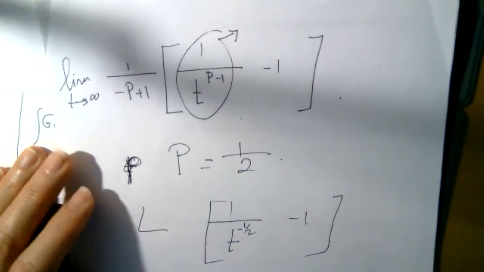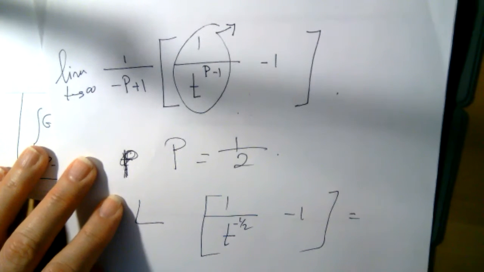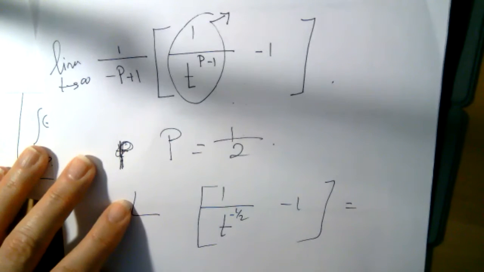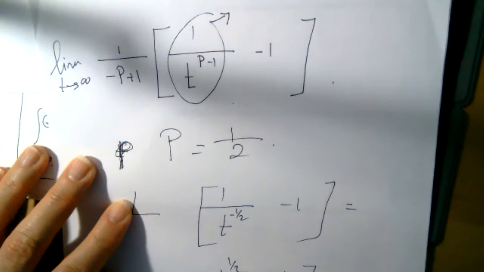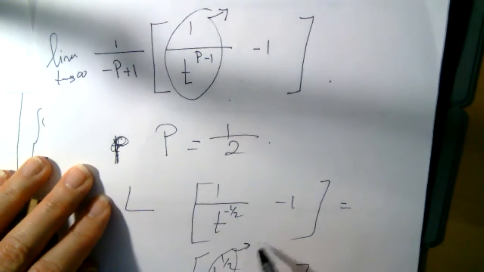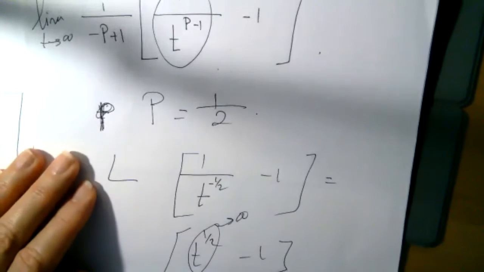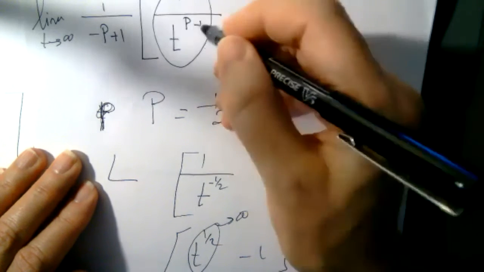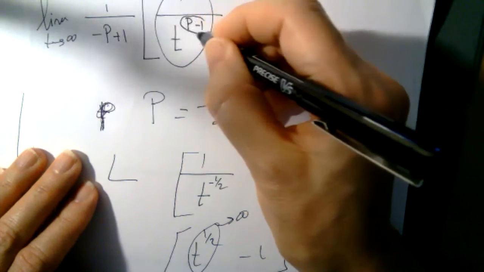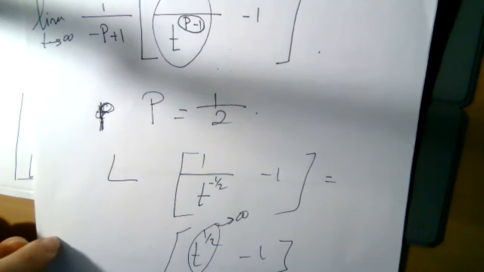So as t goes to infinity, this is going to go to where? 1 over t to the minus a half is t to the half. So in this case, as t goes to infinity, this is going to go to infinity. So what's really going to be the problem now? It's going to depend on p minus 1. That's going to play a role. That's really what's going to play a role.